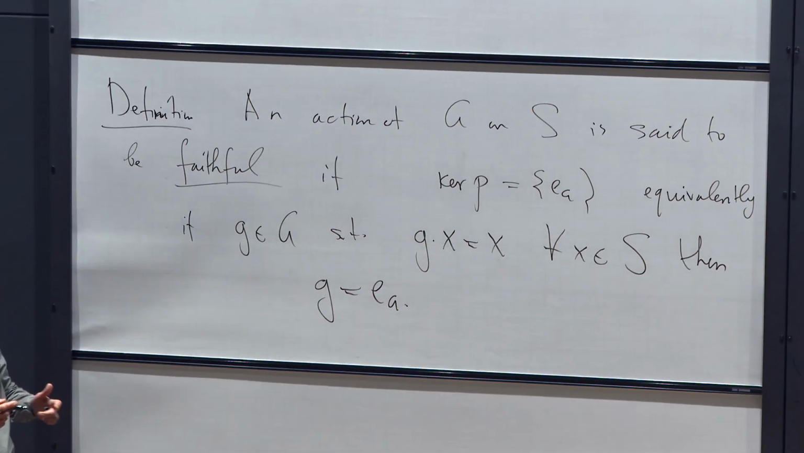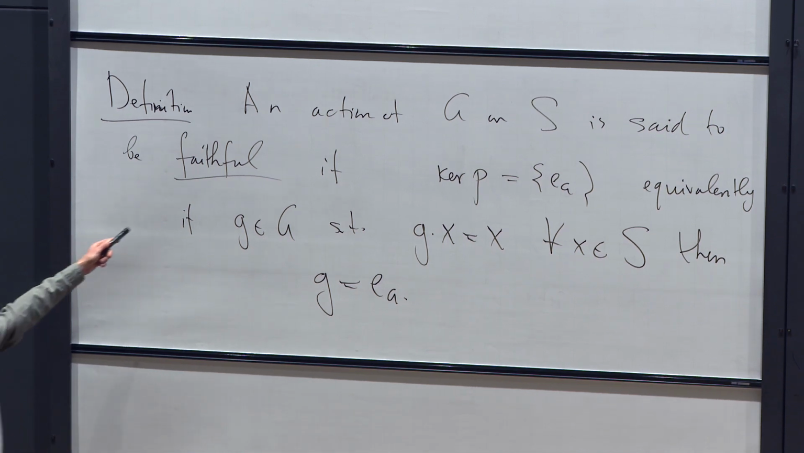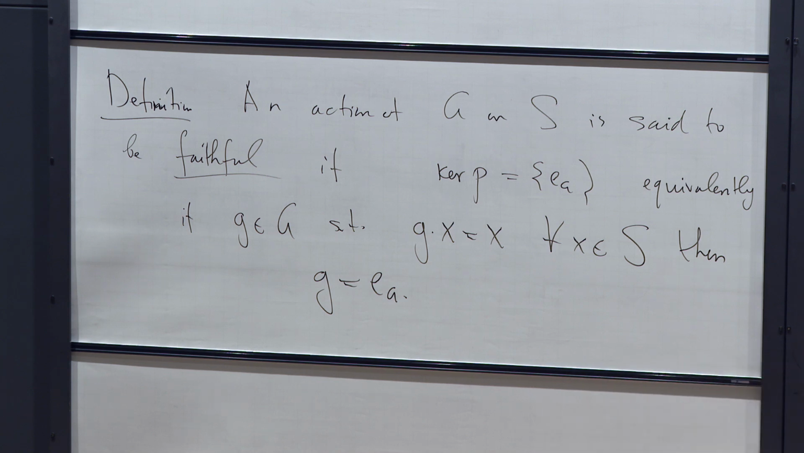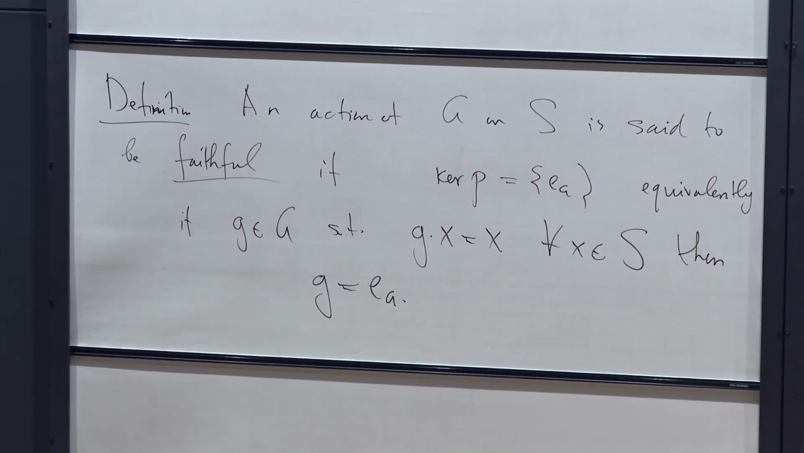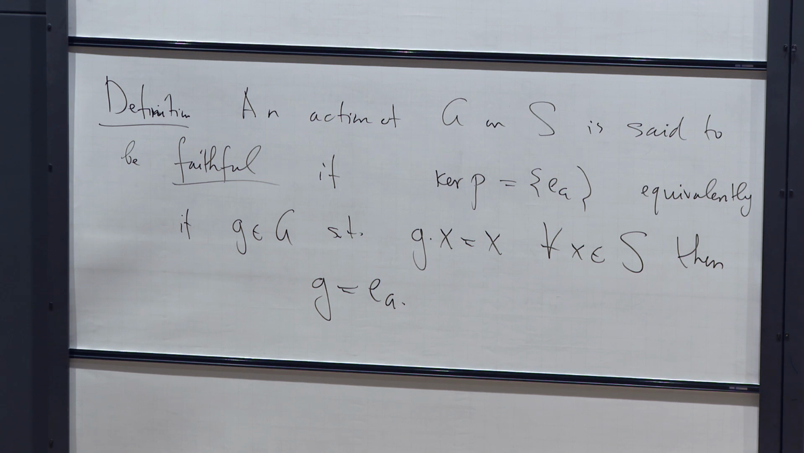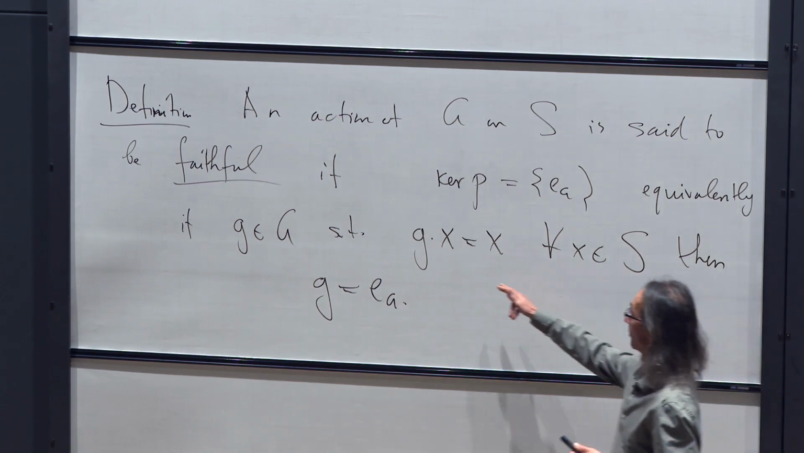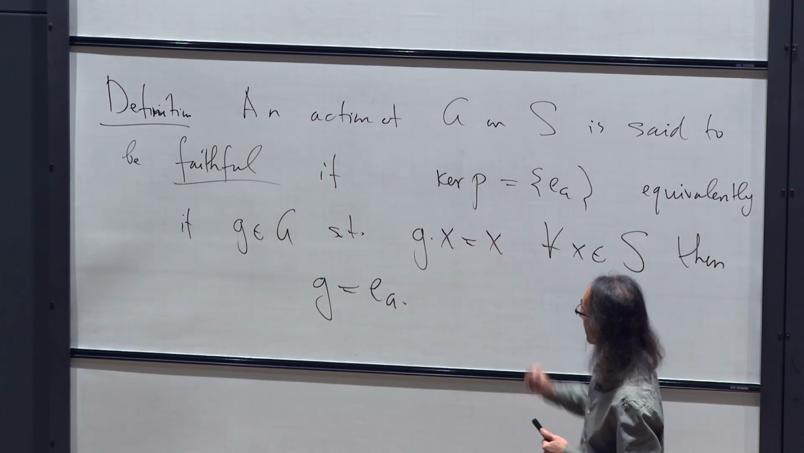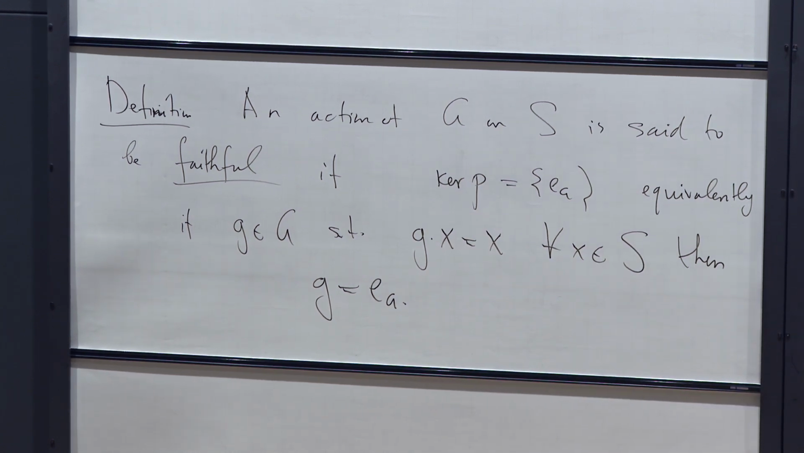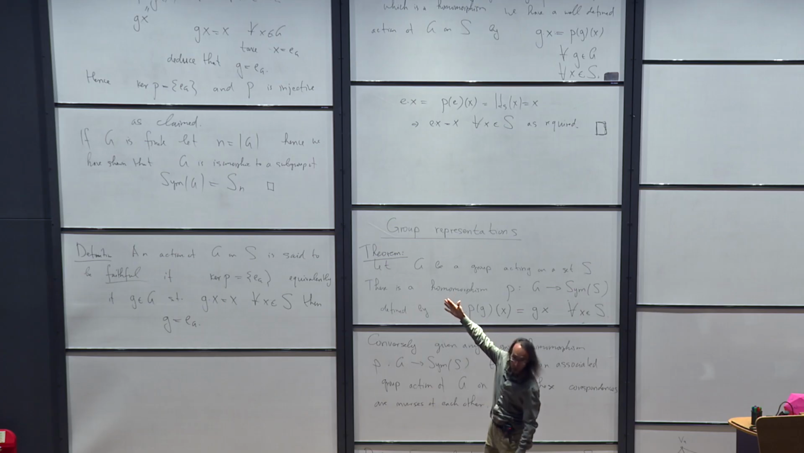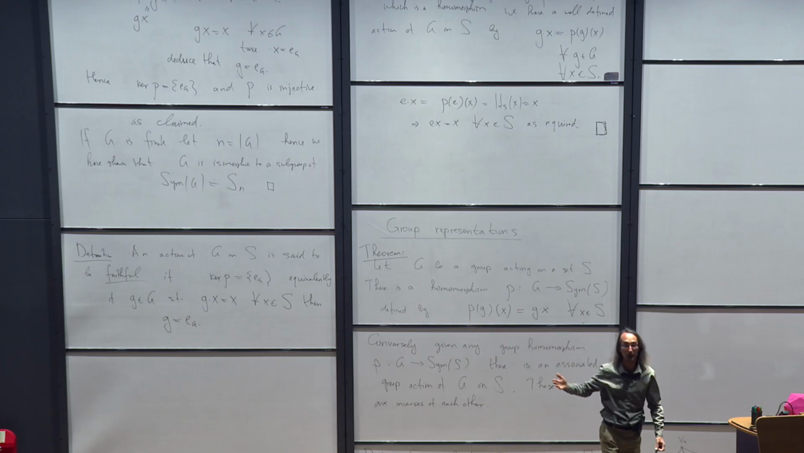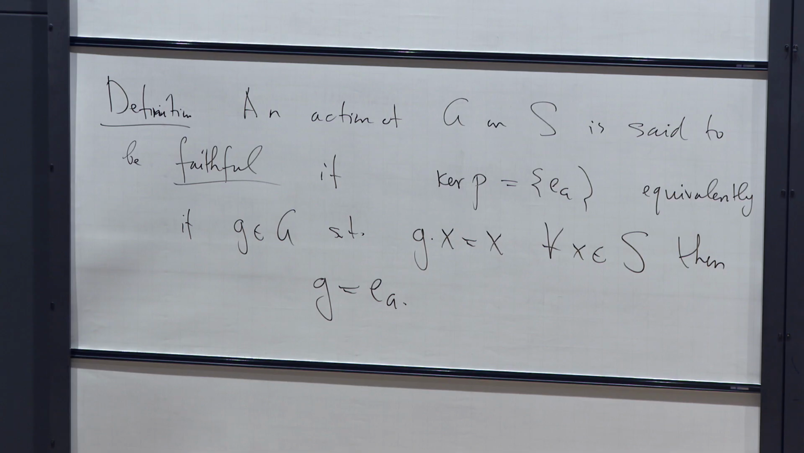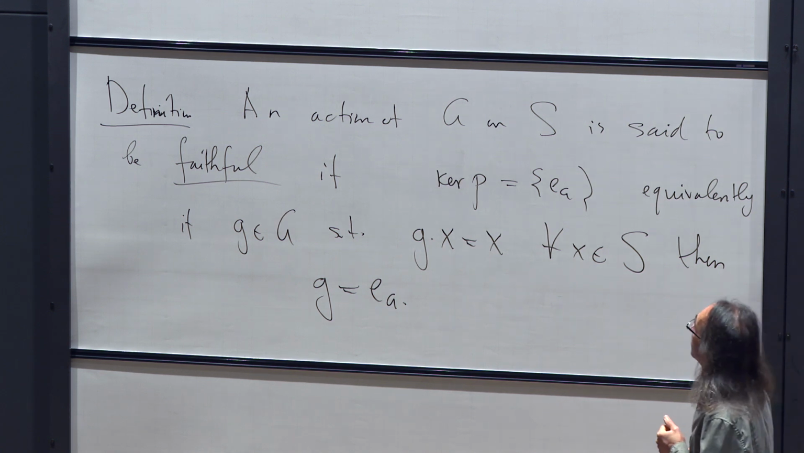All right. So it's just a definition which says faithful actions are the ones where the action sees all the elements of the group. If you have a non-trivial element of the group, a non-identity element, then it must move some x. There will be gx not equal to x for some x in S. Okay. And what we've proved above in the proof of Cayley's theorem is that the action of G on itself is a faithful action.